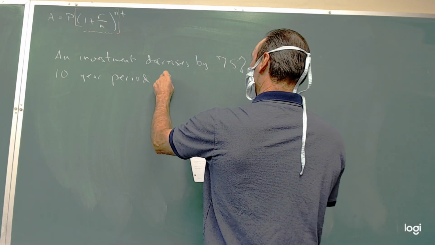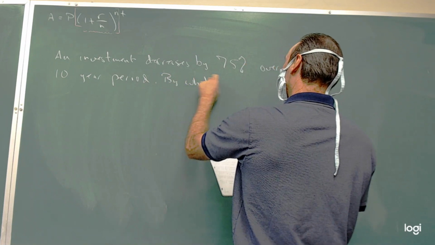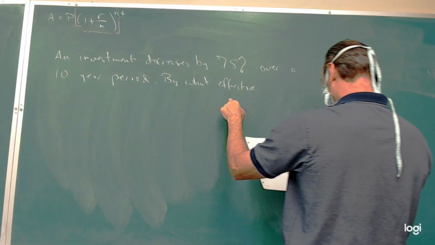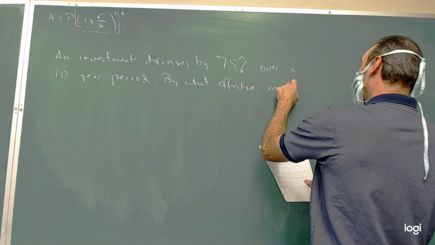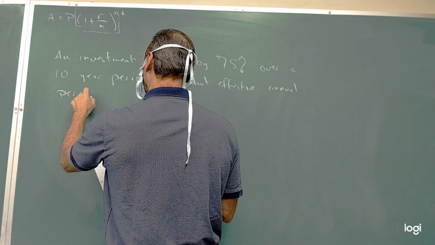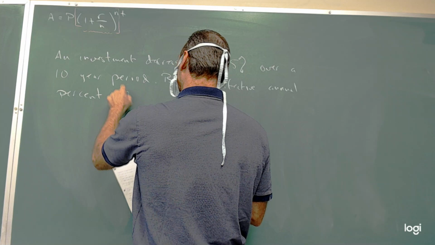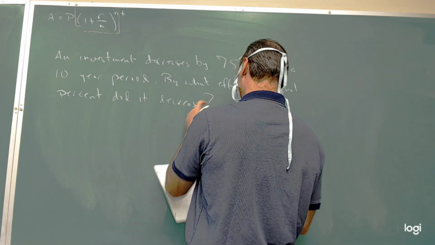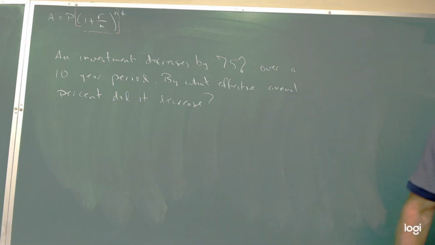So by what effective annual percent did it decrease? Now you've got to think about what this really means. The investment decreases by 75% over a 10-year period.